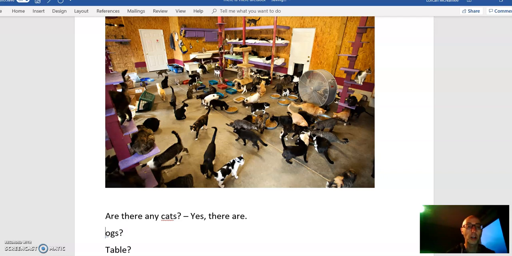So let's make a question with dogs. Again, it's the same question. Are there any dogs? We have plural. This time, though, if you look closely, you can see there's only cats in the picture and no dogs. So, no, there aren't.